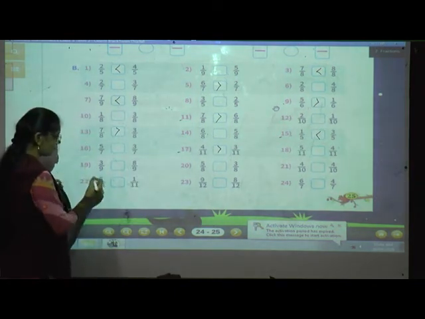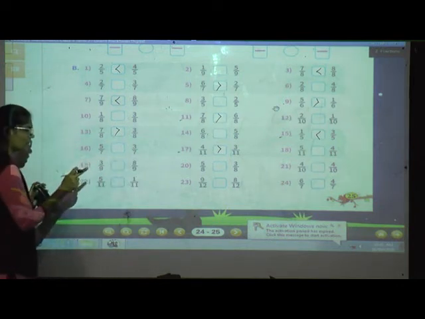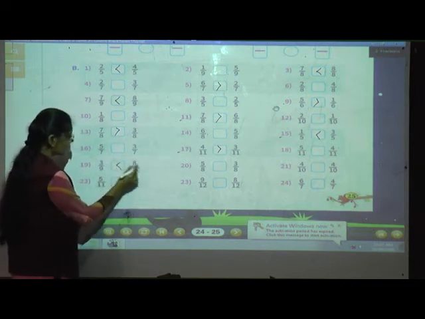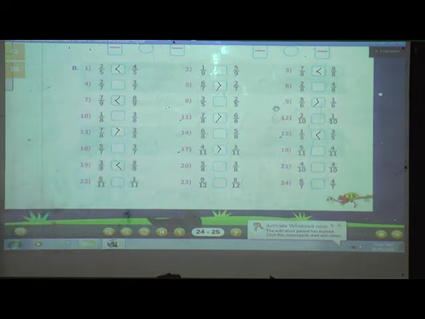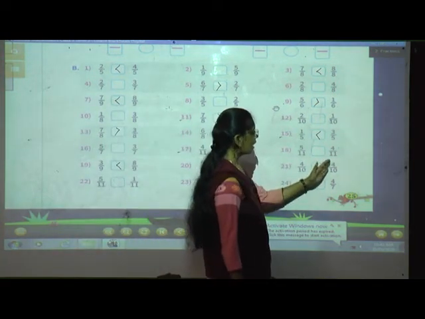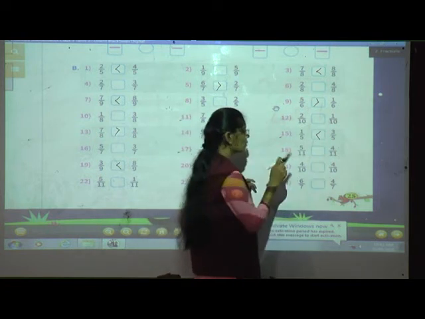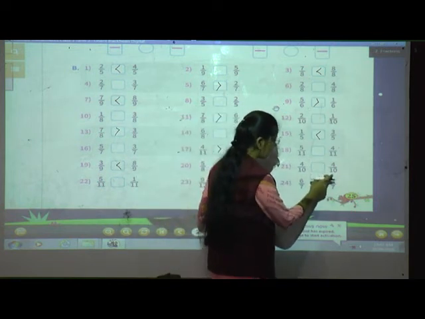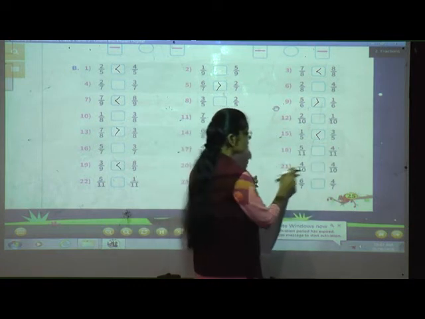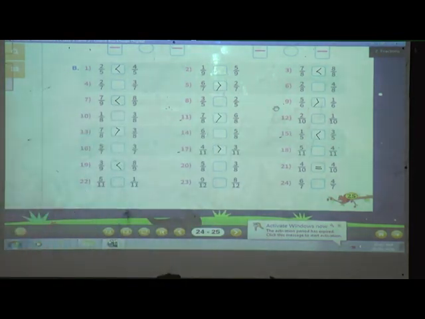Now see the 19th number. Here in this fraction 3 is the numerator and 8 is the numerator. Now 3 is smaller than 8, means 8 is greater than 3. So 8 by 9 is greater than 3 by 9. Now we'll move to the next example. 4 by 10 and 4 by 10. See students, in these two fractions, look carefully, the denominator is the same, that is 10, and the numerator is also the same, means these two fractions are equal fractions. So 4 by 10 is equal to 4 by 10.